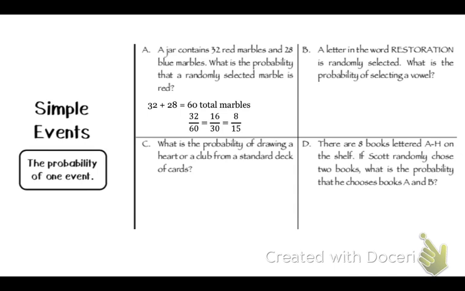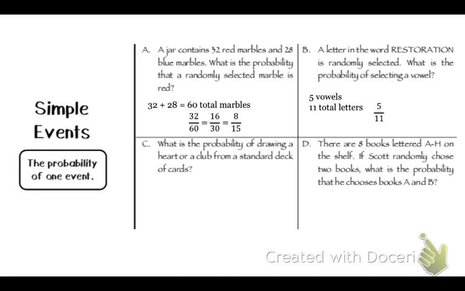Okay. A letter in the word restoration is randomly selected. What is the probability of selecting a vowel? So a vowel, that's A, E, I, O, U. So there's E, 1, 2, 3, 4, 5. So that's going to be 5 vowels, 11 total letters. So that's 5 out of 11.